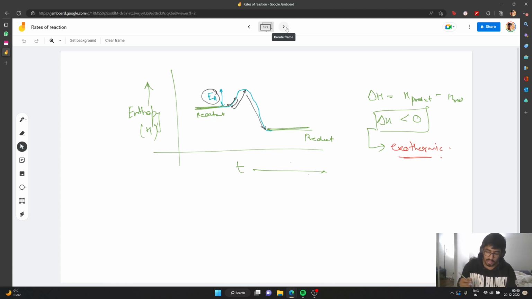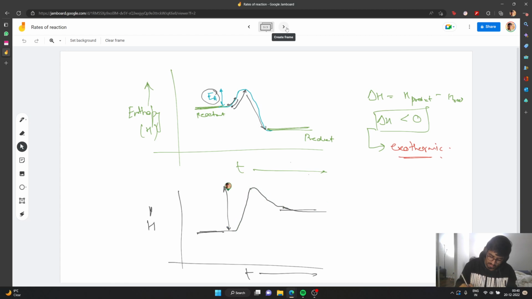So we can see that for an exothermic reaction it would look like this. For an endothermic reaction, if this is the reactant right here, so again this is enthalpy and this is time, then the product will be higher. In this case also you would have some activation energy, and then it would finally settle to some value. So this here will again be activation energy. So reactant, and this is product. This one is an endothermic reaction.